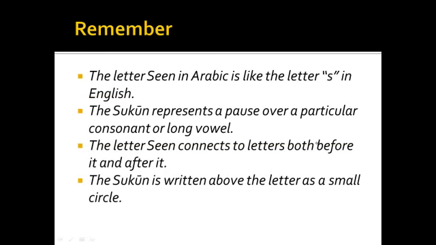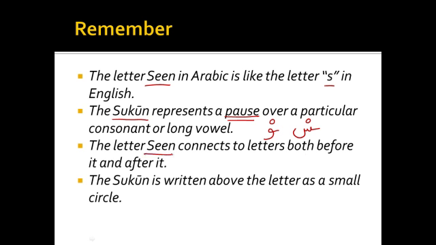Okay, let's review. So the letter seen here in Arabic is like the letter S in English. Okay, that's not too hard. Now the sukoon represents a pause, and it's important to remember that. A pause over a particular consonant or long vowel. So, for example, a consonant is like the seen, which we've been doing. And we put it like this, or a long vowel, for example, the wow, we could put a sukoon over it like that. A short vowel cannot take a sukoon over it.